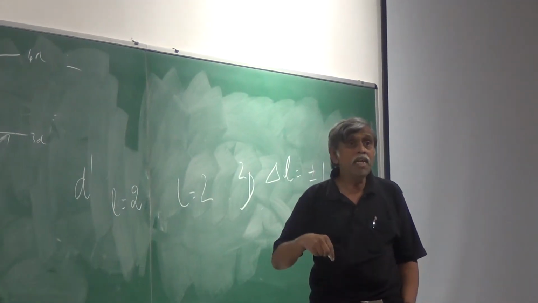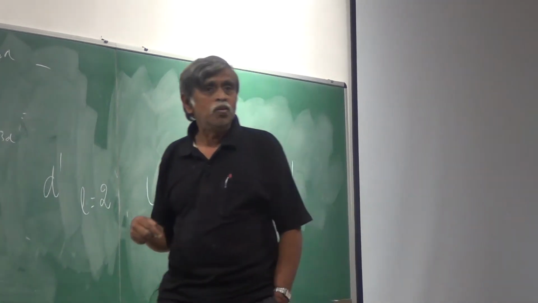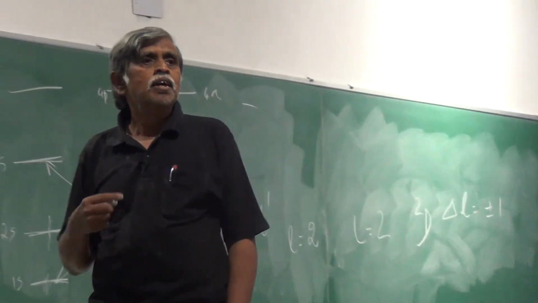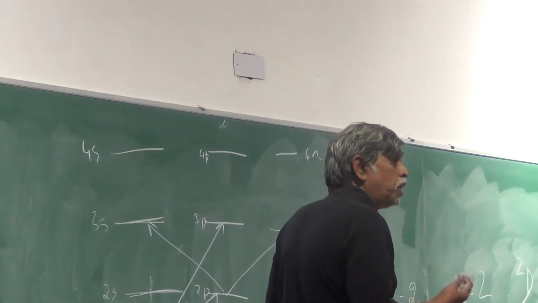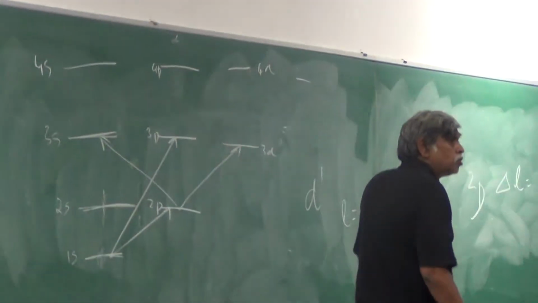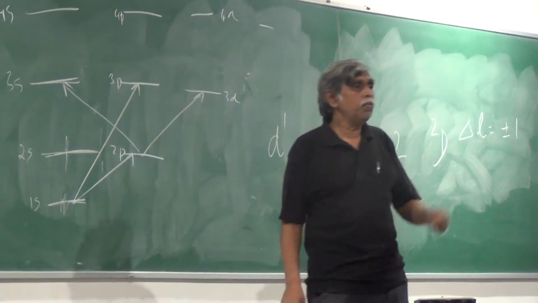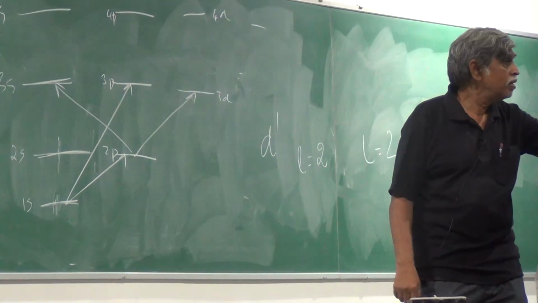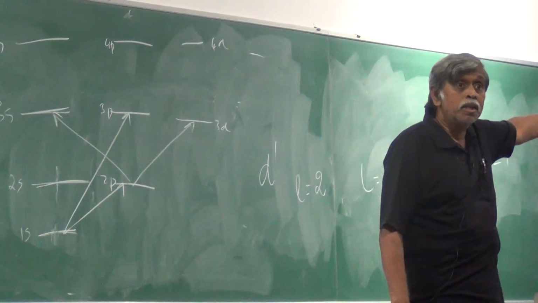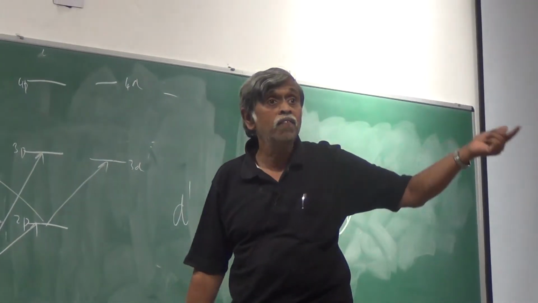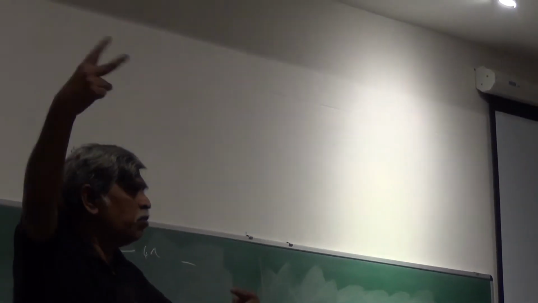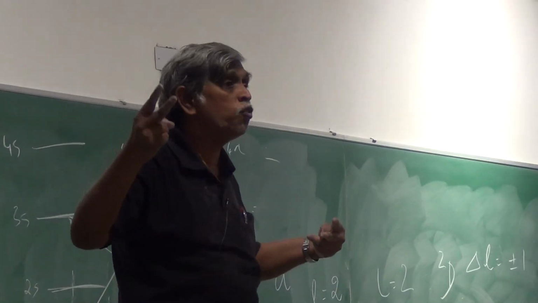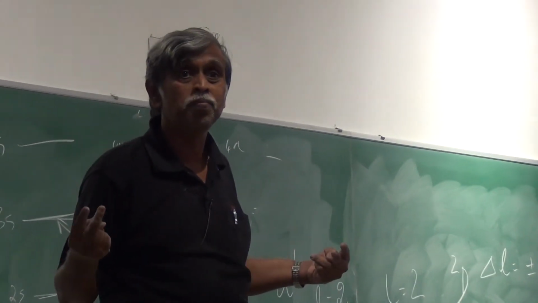And if it's a doublet D, what should be the j values? It has to be 3/2 and 5/2. So I have two of these. So now this is going to be P 1/2 and P 3/2 to be connected with D 3/2 and D 5/2. There are two states here and two states out there. And you must see in what ways you can connect them, how many ways you can connect them.